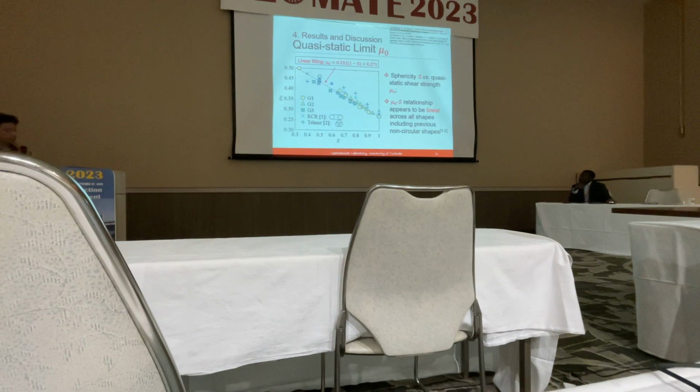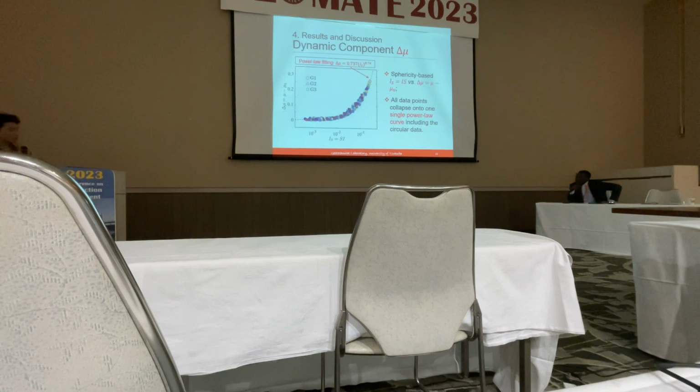Then we propose to use the sphericity to first describe the quasi-static limit, and you can see there is an almost linear relation between them. Also, using this sphericity, we redefine the inertia number. Using this proposed inertia number, all the shear stress increments collapse onto one single curve, which can be fitted by power scaling.